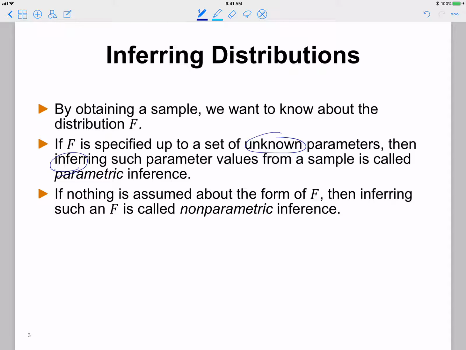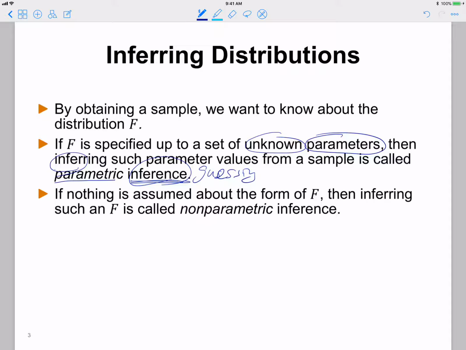Such a true but unknown value is usually called a parameter. Inferring, or guessing, such a parameter value by using a sample composed of a small number of observations is called parametric inference. So it's like guessing. It's a mathematical and fancy term for guessing, but our guess is based on a principled, well-designed process.